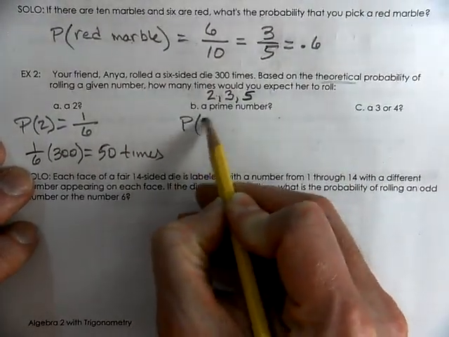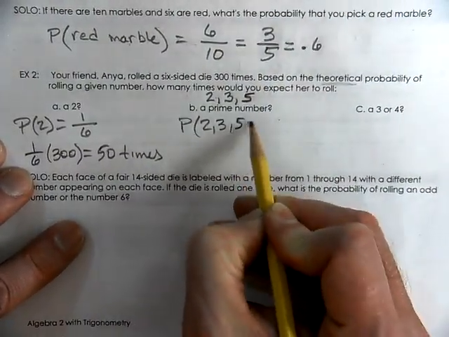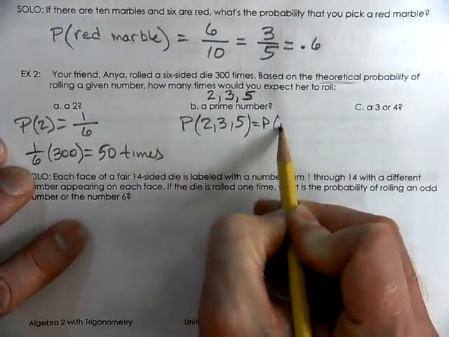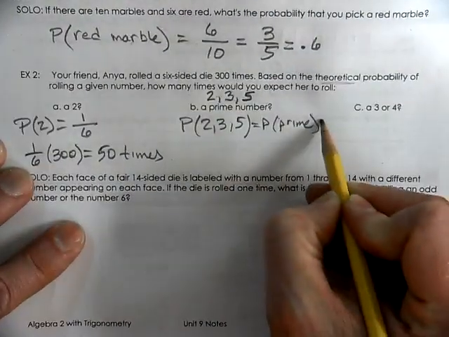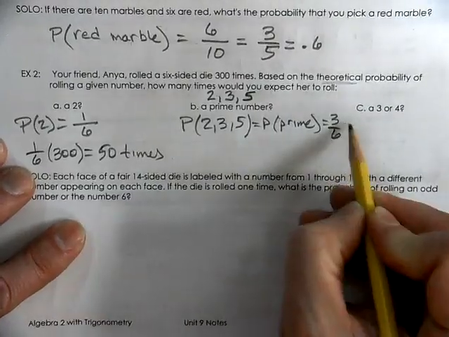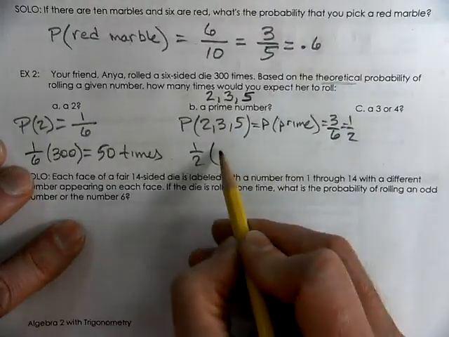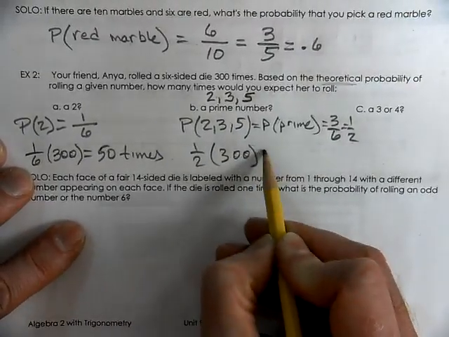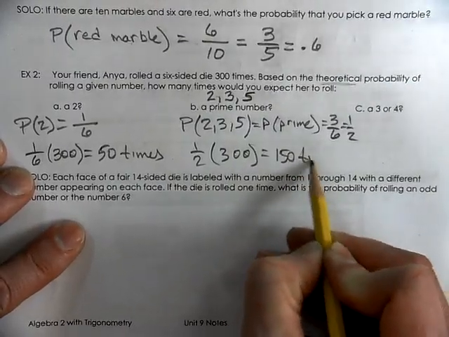So the probability of it, you could say 2, 3, 5, or you could say probability of a prime. That's going to be 3 out of 6, which is 1/2. So you should get that out of 300 rolls 150 times.